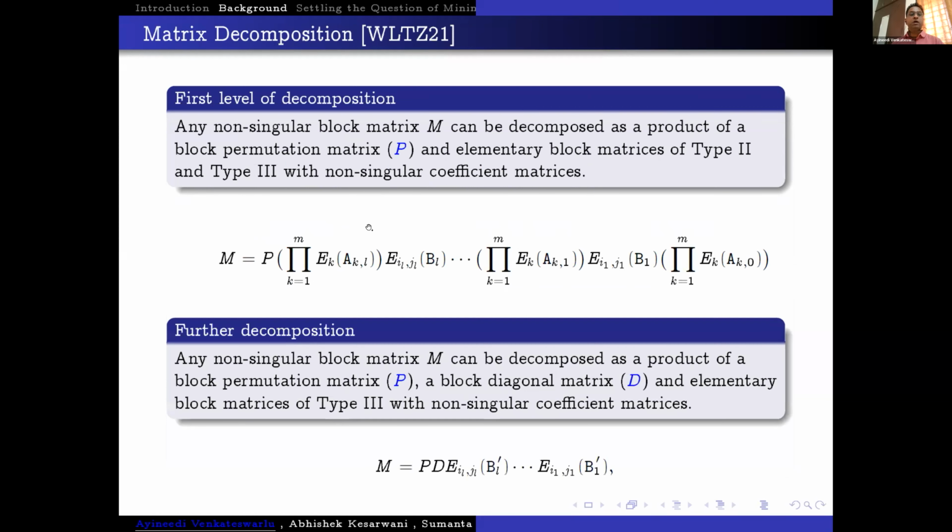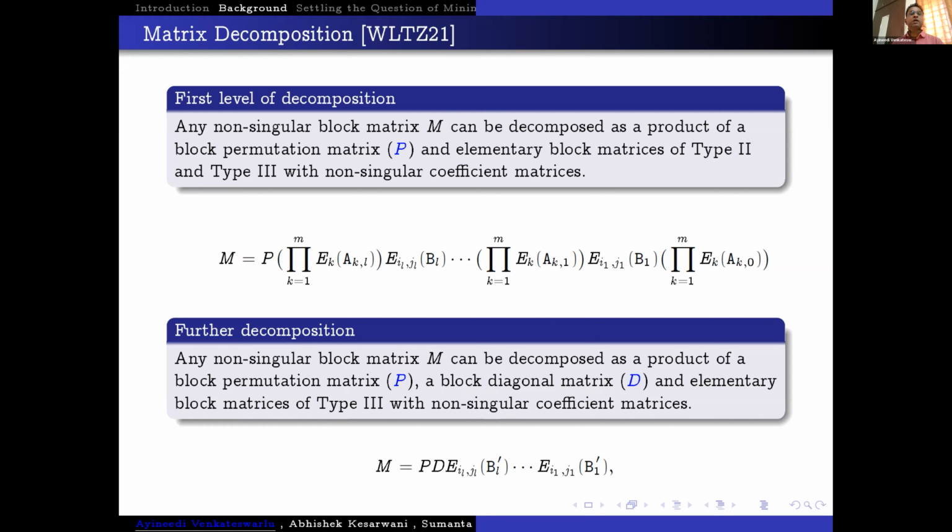Using the second lemma, we can move all the type 2 matrices to the left and get a decomposition of this form, where P is a block permutation matrix and D is a block diagonal matrix, which is the product of type 2 matrices, by appropriately modifying the coefficients, but there is no change in the indices of the type 3 matrices. This is the portion that is the product of type 3 matrices.